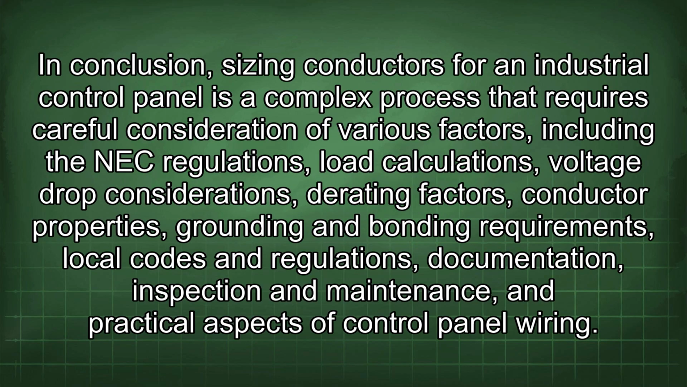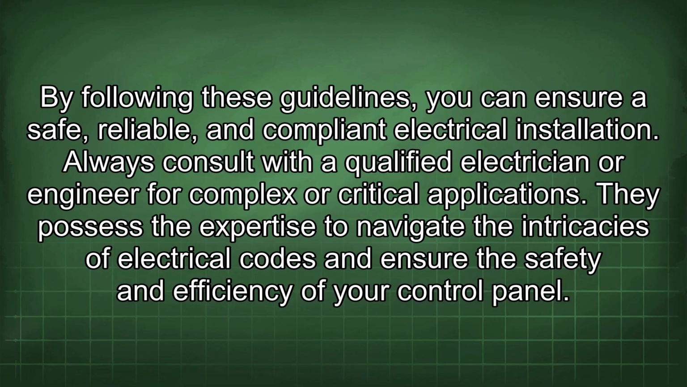In conclusion, sizing conductors for an industrial control panel is a complex process that requires careful consideration of various factors, including the NEC regulations, load calculations, voltage drop considerations, derating factors, conductor properties, grounding and bonding requirements, local codes and regulations, documentation, inspection and maintenance, and practical aspects of control panel wiring. By following these guidelines, you can ensure a safe, reliable, and compliant electrical installation. Always consult with a qualified electrician or engineer for complex or critical applications.